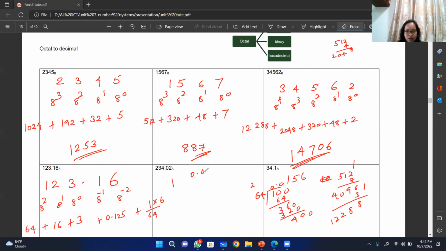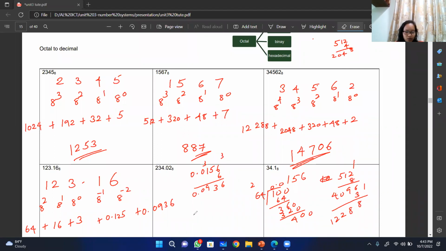Then that is 0.0156. We have to multiply by 6 here. What is it? 0.0936.